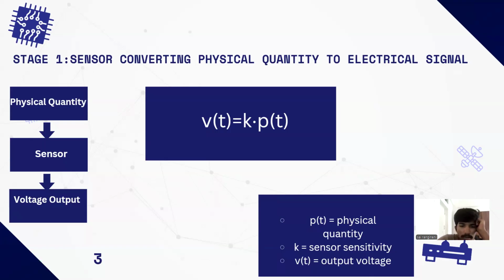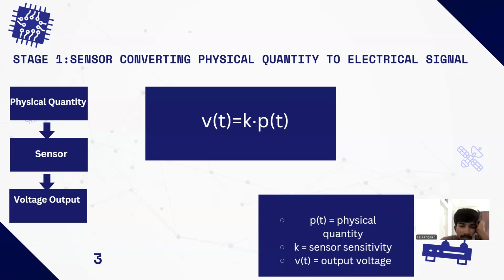For example, suppose a temperature sensor produces 10 millivolts per degree Celsius. If the temperature is 30 degrees Celsius, V(t) = 10 × 30, which equals 300 millivolts. So the sensor performs a linear scaling operation. The first mathematical transformation in the pipeline is multiplication.